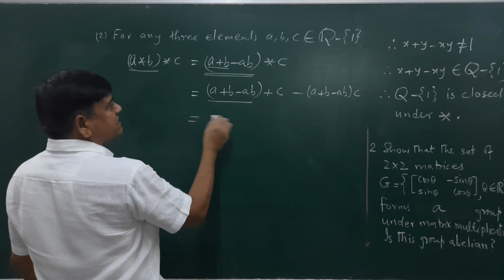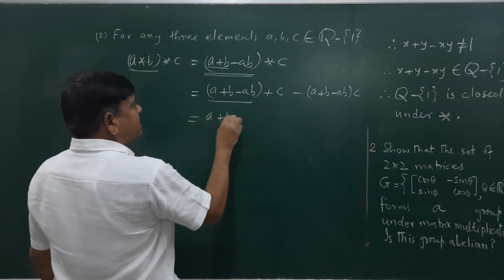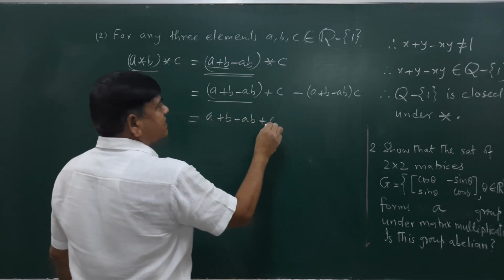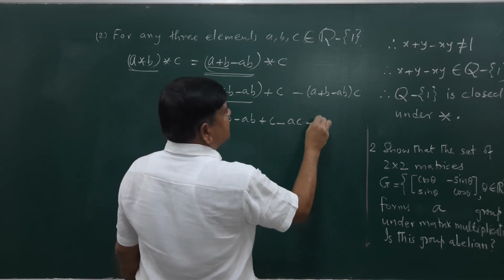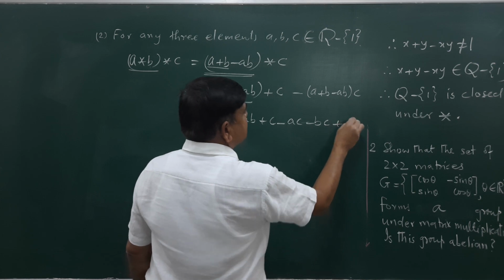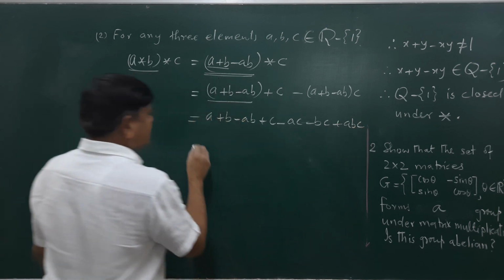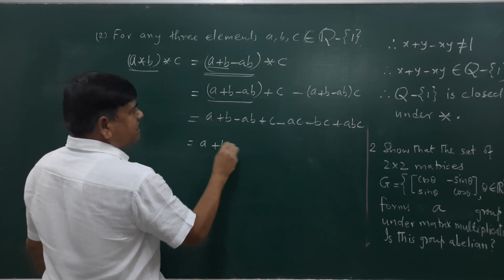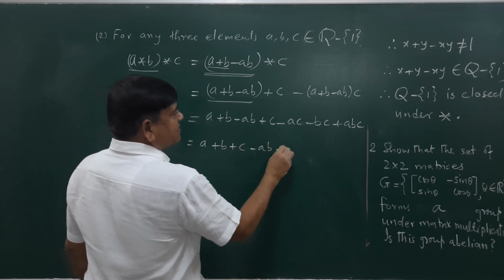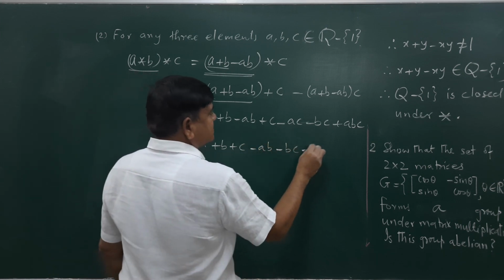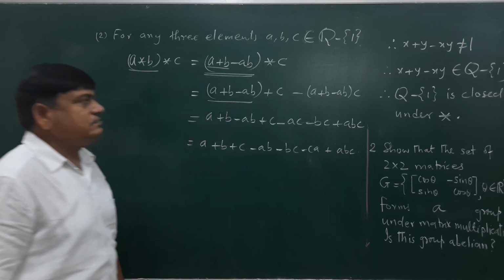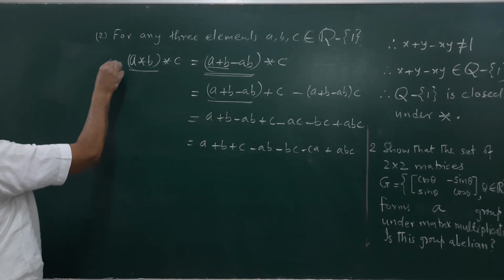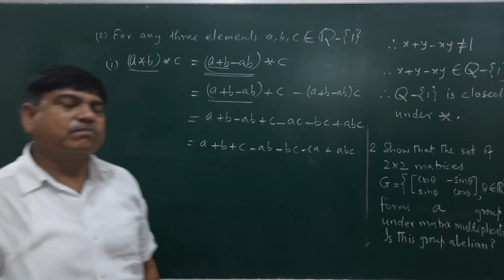Just simplify this. A plus B minus AB plus C minus AC minus BC and plus ABC. So this is A plus B plus C minus AB minus BC minus CA plus ABC. This is the first part.